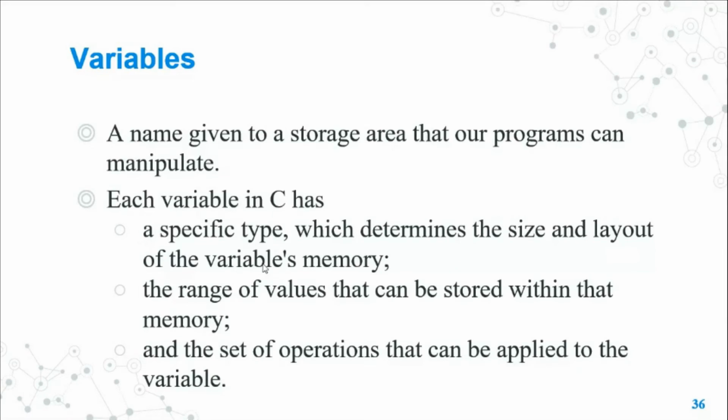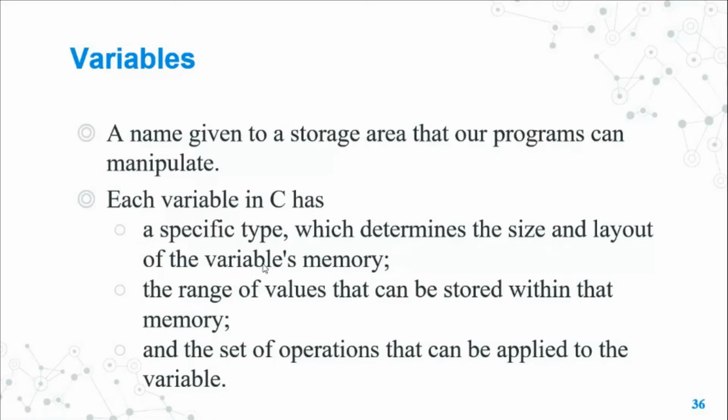One of the types is integer. We have seen the int variable type, integer 1. In that statement, int was the specific type, the variable type. Then there is the range of values that can be stored within that memory, which is determined based on the specific type. For example, integer variables can store values only within a particular range.